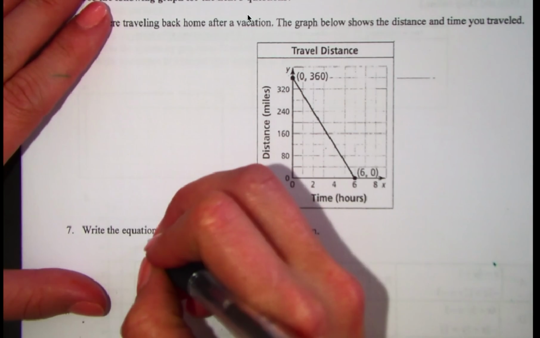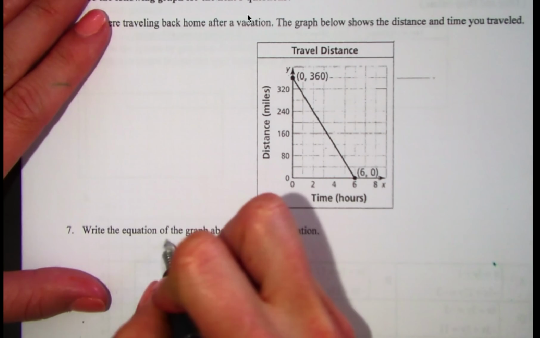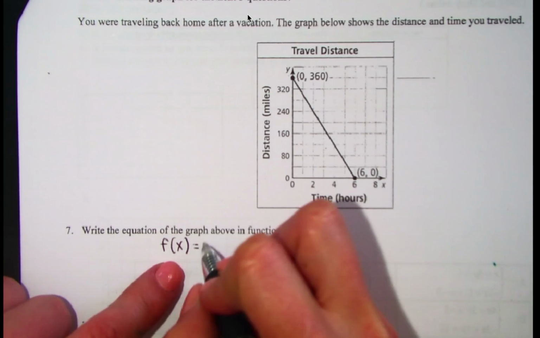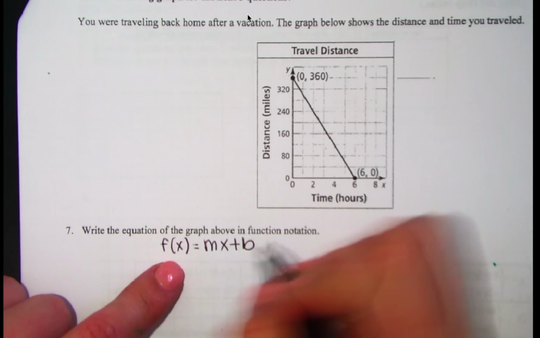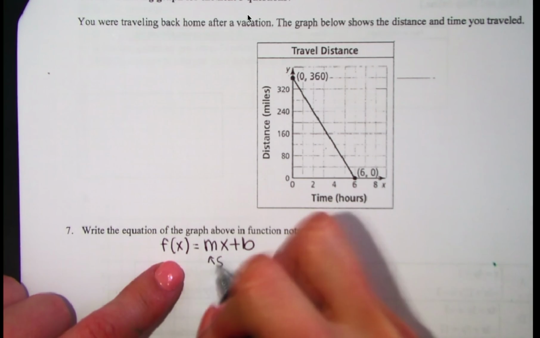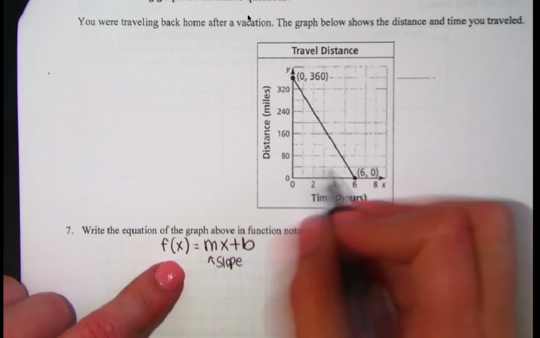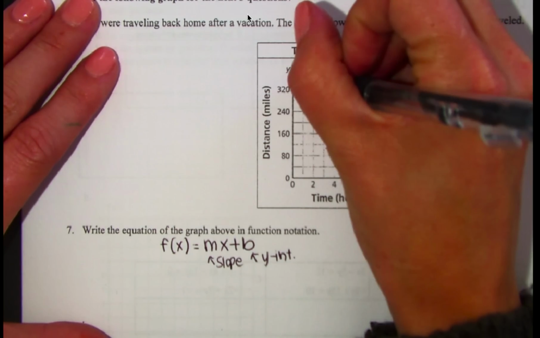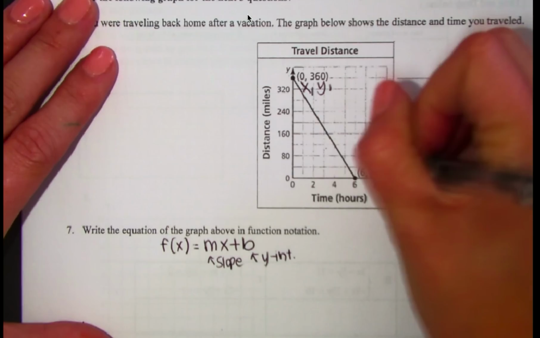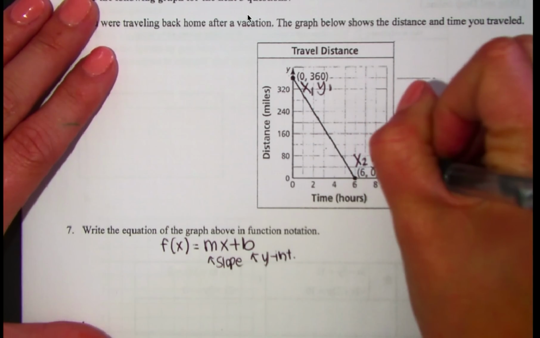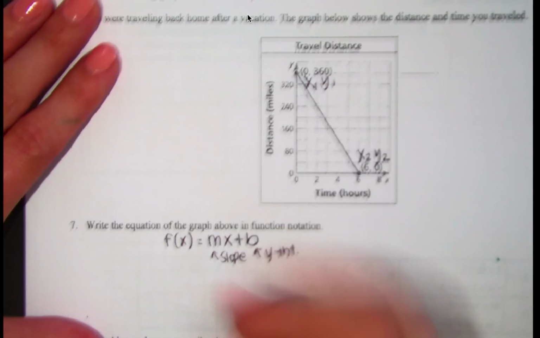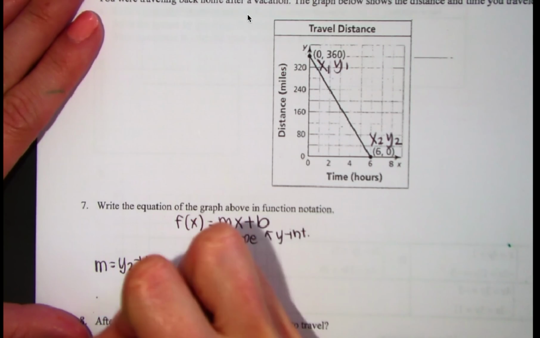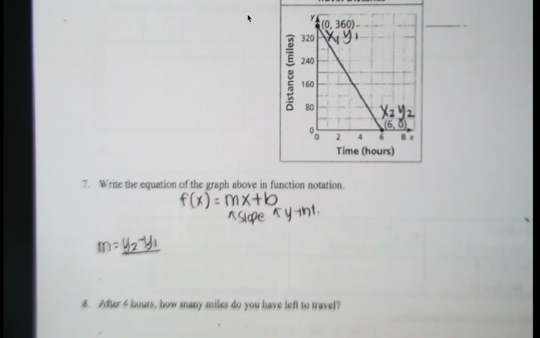So remember the equation for a line, and I'm going to use function notation, which means instead of writing y, I'm going to write f of x. It's equal to mx plus b. So what we're going to need to do is figure out what our slope is from this graph and what our y-intercept is. So I'm going to go ahead and use x1, y1, x2, y2. These ordered pairs are going to help me find my slope to start. So I'm going to use the slope formula, y2 minus y1 over x2 minus x1.